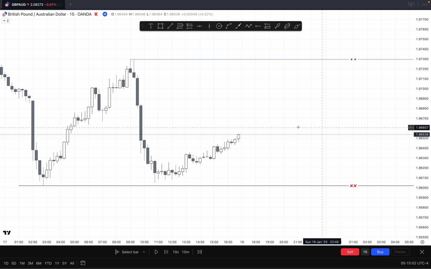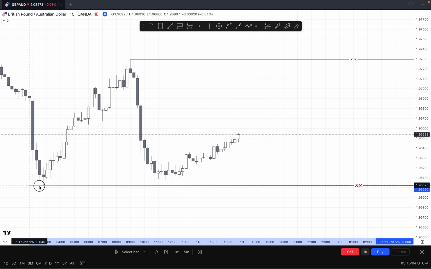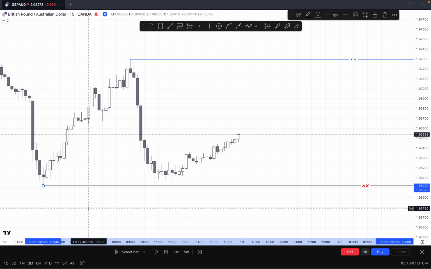As you can see, I did not mark out all of the previous zones or all the previous breaker structures to get my overall trend. I just marked the high, the present high, the present low of the 2 hour time frame, and then jumped all the way down to the 15-minute.